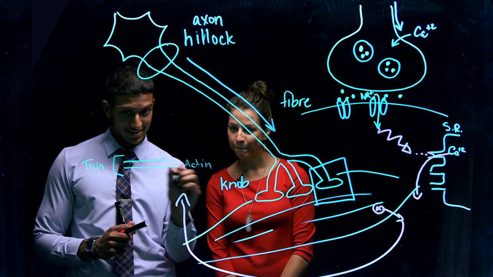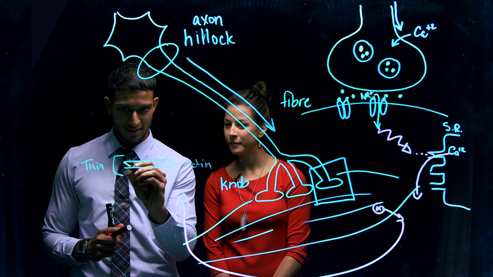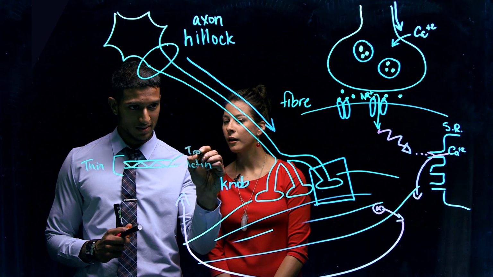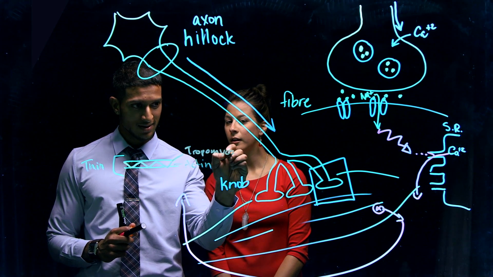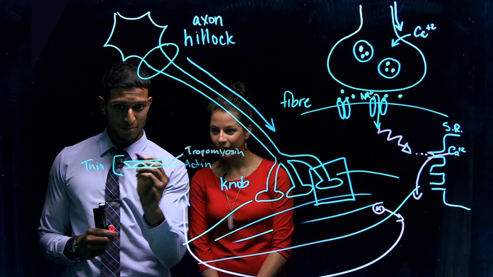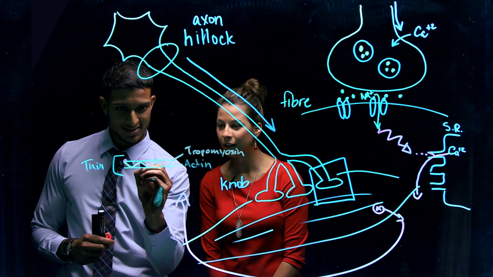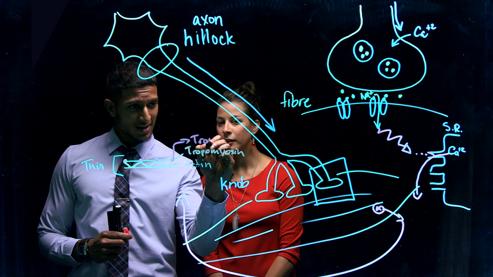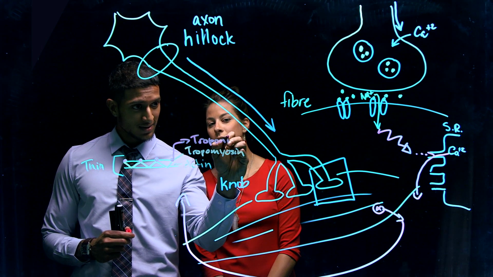But see, the thin filament has actin, and it also has another part that kind of looks like a rope. They call this one tropomyosin. Again, a weird name, I know. And there's actually one last part on this. Put a different color. It's on top here. This is called troponin. It's just another term. They all sound the same, but they're all different structures.